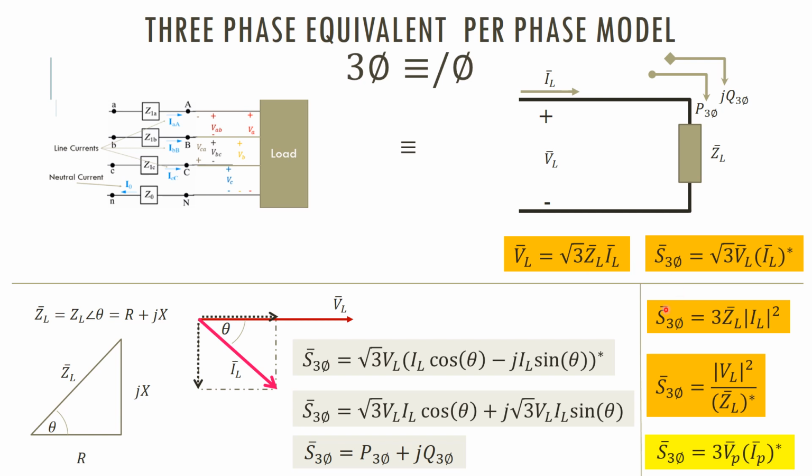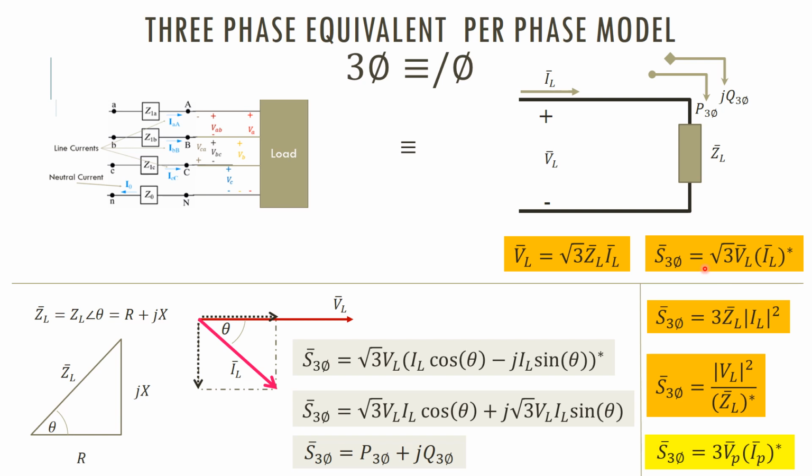You know that by Ohm's law, V equals IZ, right? But here it seems like it's violating, right? So no, because this is not a single phase system, this is a three-phase equivalent per phase system, right? So it seems like violating, but it is not violating.